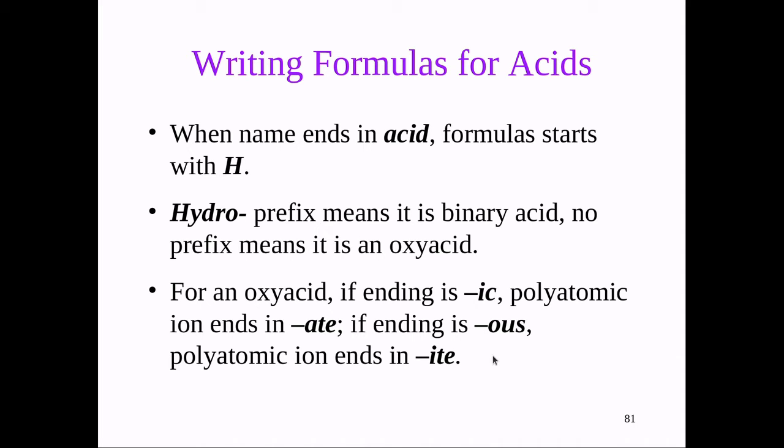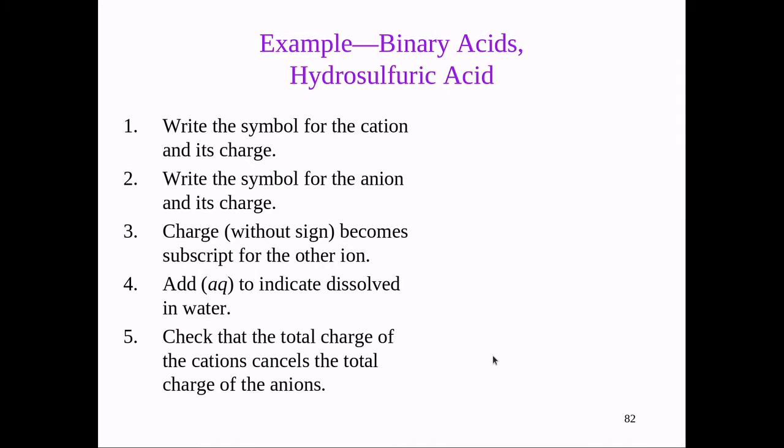So let's go through a couple of examples here. If we were given the name hydrosulfuric acid, first we need to write the symbol for the cation and its charge. So it's an acid, so it's always going to be H+. Then we need to write the symbol for the anion and its charge. We see that we have the hydro there, so that means that it's a binary one. And so then we look at sulfuric, that's going to mean sulfur.